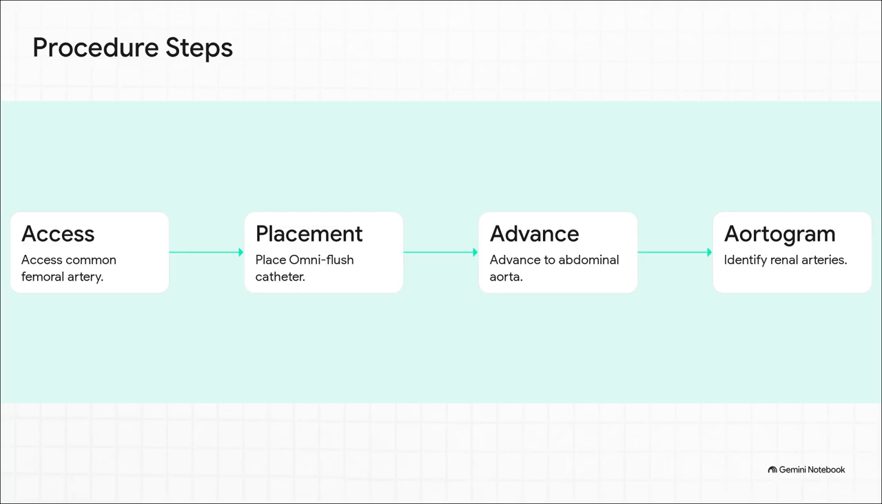They thread a guide wire followed by an Omniflush catheter. Now, this catheter is advanced and placed into the abdominal aorta. Once it's in position, the wire comes out and contrast is administered using a power injector. Why? To perform an aortogram specifically to identify the level of the renal arteries.